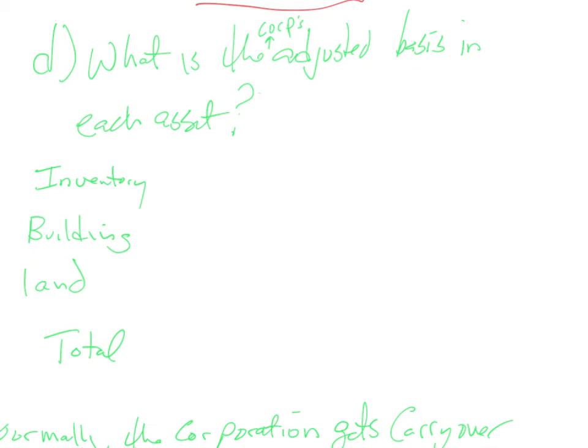So for the inventory, what do we get? Well, for the inventory, we get carryover basis. Fair market value was greater than its adjusted basis, so we get carryover basis of $10,000. The building also, we get carryover basis because its fair market value was still larger than its adjusted basis. So our basis in the building is $100,000. Now, what do we know about the land? Well, what would we normally get? Normally we would get carryover basis, right?